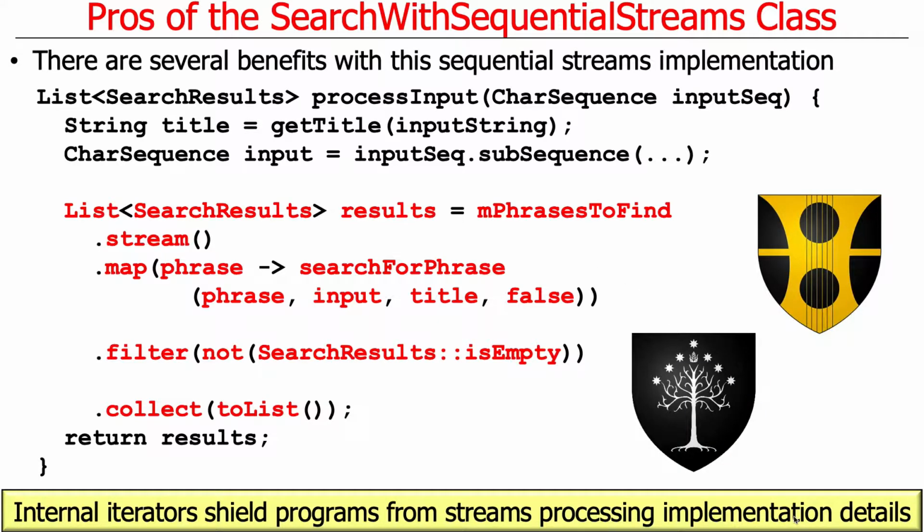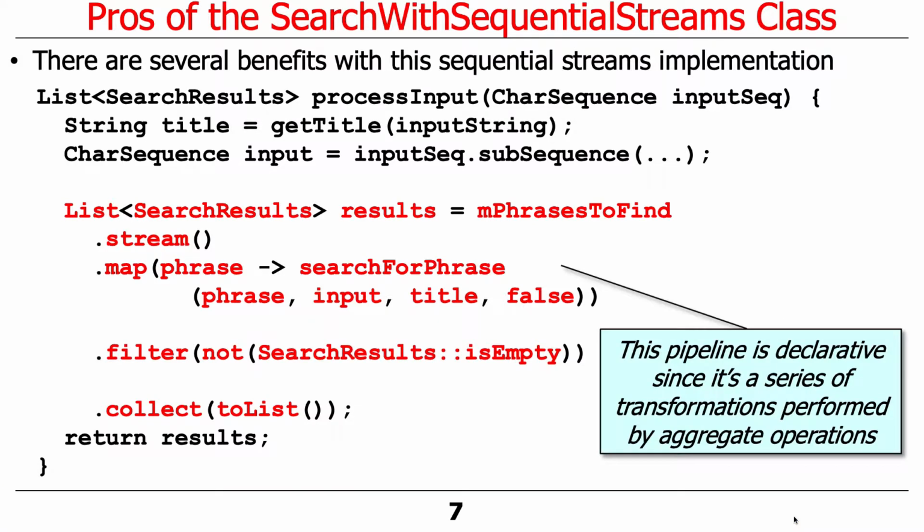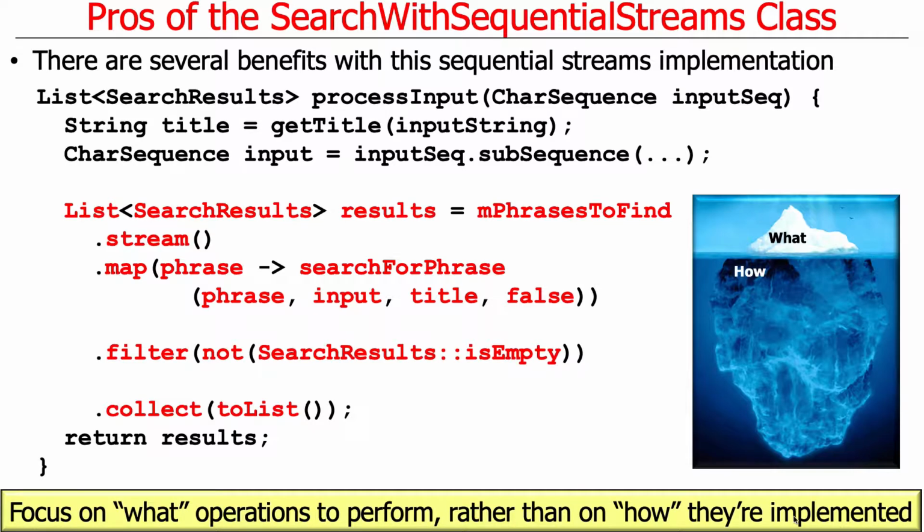There are a number of things that internal iterators get you that are really beneficial. One of the important things they do is shield the programs and the programmers from all the implementation details of how streams work under the hood. That's all hidden from you. Another nice benefit is that this pipeline is declarative, since it's a series of transformations applied by the aggregate operations. So we stream things together. Notice, in particular, we don't have to allocate any memory. That's all handled for us by collect, for example. We focus on what to do, not how it's implemented.